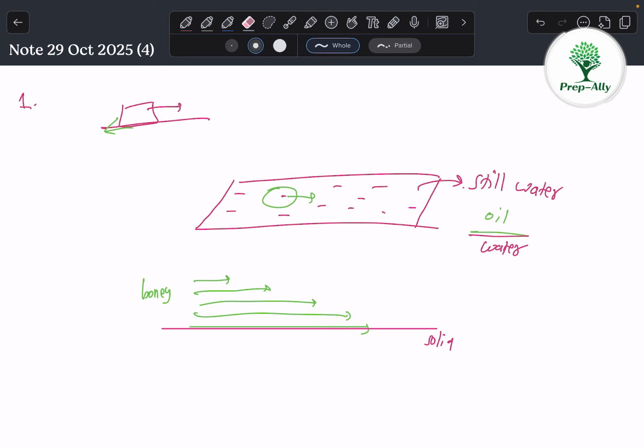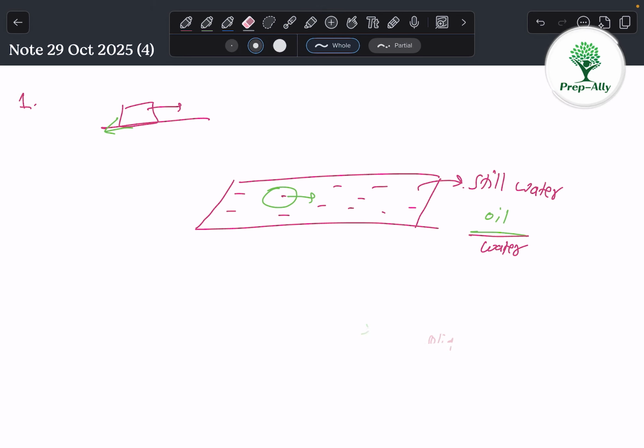Same with liquid also. For example, if we pour some oil on very still water like this, the oil layer and water layer will have friction between them because of the intermolecular force of attraction. Another example: there is a ground and the honey flows, and when the honey flows, the velocities of different layers are different. The bottommost layer will flow slower, and this will flow faster and faster and faster. So there is friction between any two layers of liquids also.